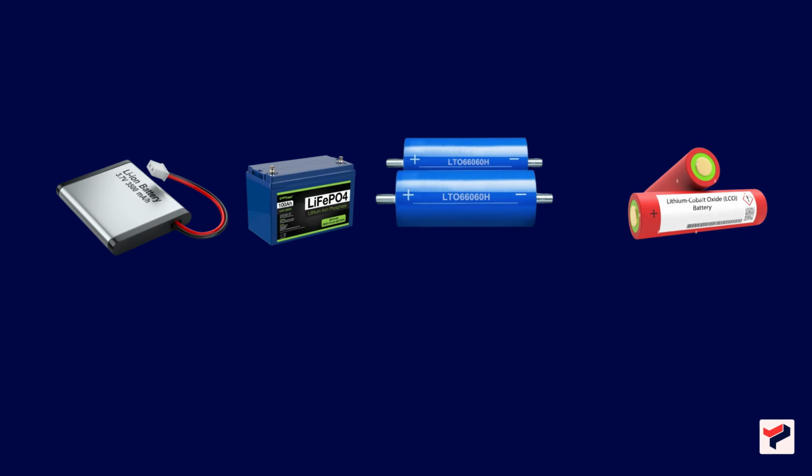The main difference in these technologies lies in their chemical composition and energy density. The chemical composition of a lithium battery determines how it works. The energy density refers to the amount of energy a lithium battery can hold relative to its volume.